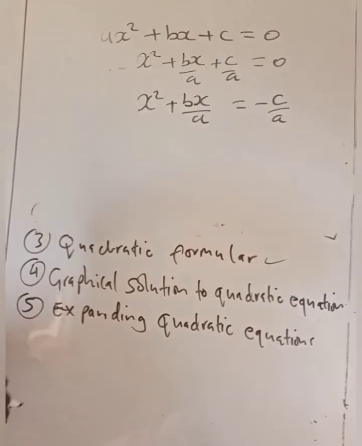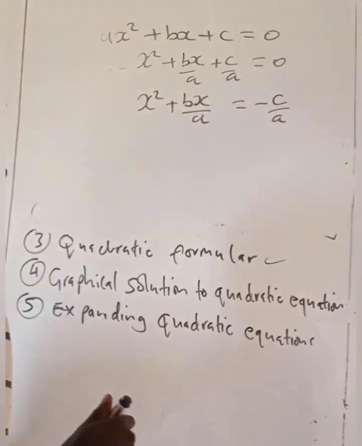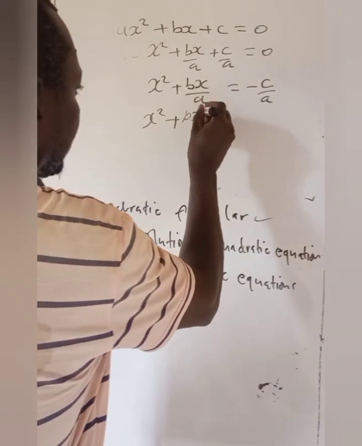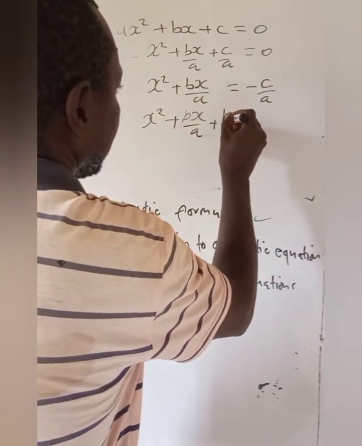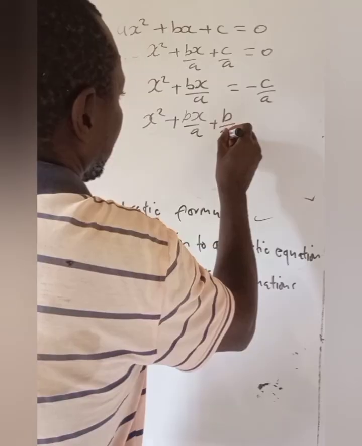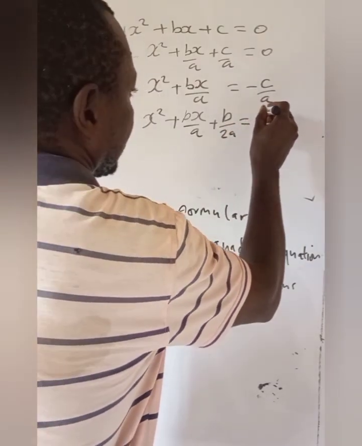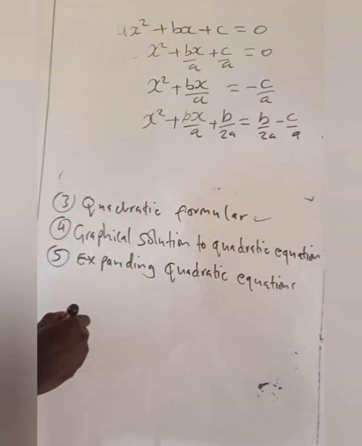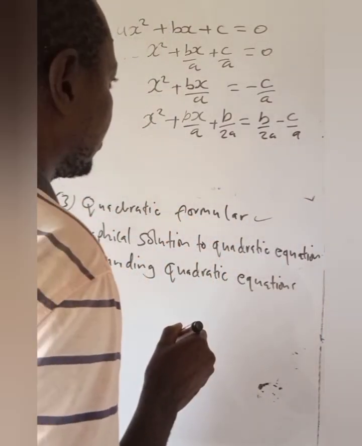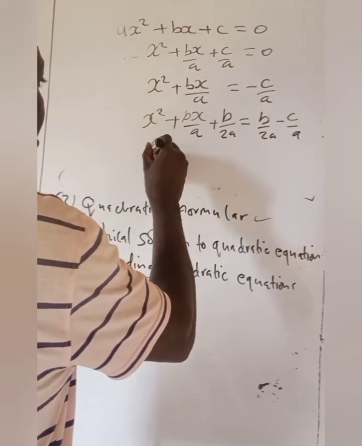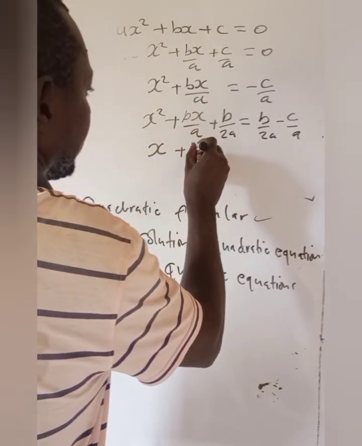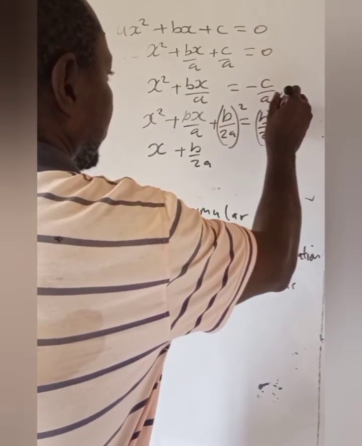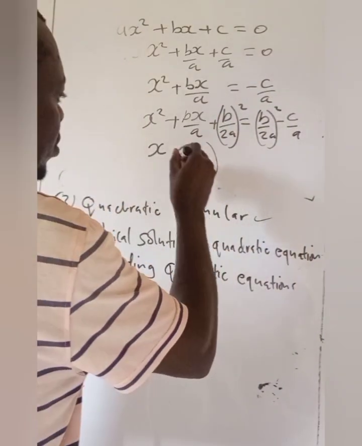Now the next step is to add half of b over a, squared, on both sides. So we shall have x squared plus bx over a plus b over 2a, half of b over a is b over 2a, squared, is equal to b over 2a squared minus c over a. Now the next step is to factorize. If we factorize this part, we have x plus b over 2a. Sorry for this, this should be squared. We are adding half of b over a squared on both sides. So if you factorize, this is what we get.